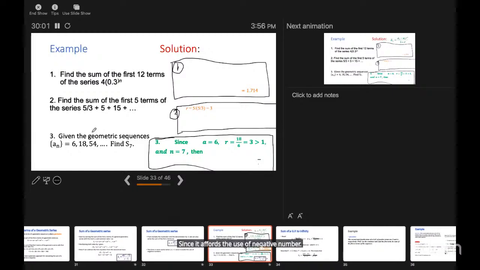So let's quickly look at the following example. For the first one, find the sum of the first 12 terms of the series. This is the general form of the series. Find the sum of the first 12 terms.